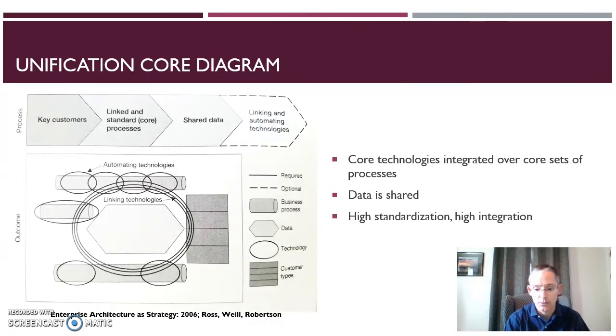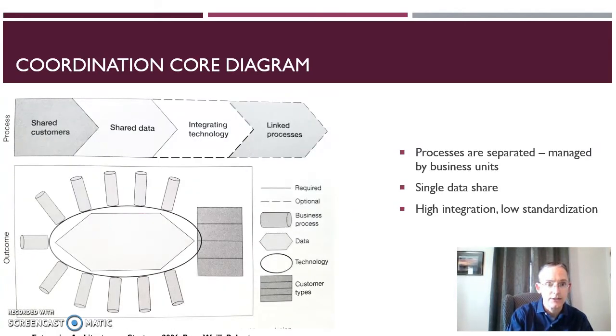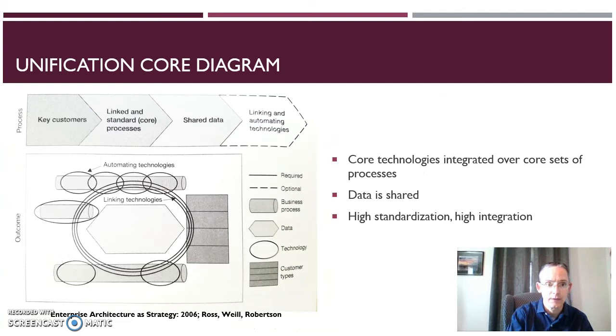There's four main models that we're going to talk through, and I'll go through the next four charts: unification, diversification, coordination, and then replication. All right, and we'll talk a little about each one. Basically, your unification diagram says that I've got key customers, core processes, shared data, and I'm linking these technologies. I just scanned this right out of the book, so I'm referencing it there. But the core technologies there are integrated over your core sets of processes.